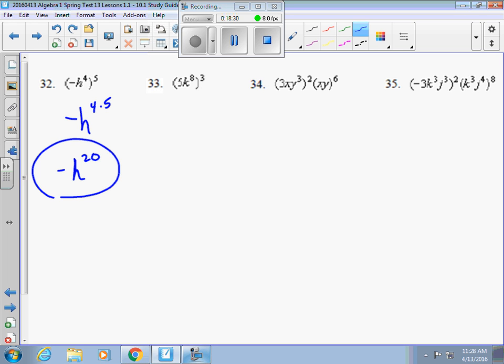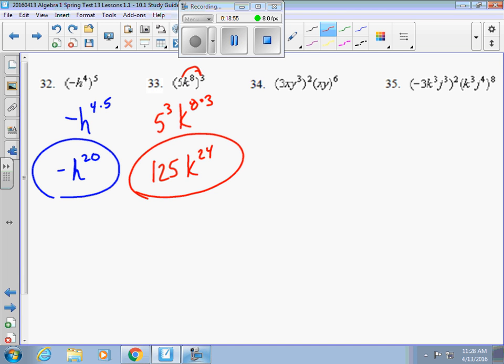5k to the 8 to the 3rd. Both things inside of the parentheses get raised to the 3rd. 5 gets raised to the 3rd, and k to the 8th gets raised to the 3rd. So you multiply 8 times 3. 5 to the 3rd again: 5 times 5, 25, times 5, 125. That's an easy thing to raise to the 3rd power. k to the 8 to the 3rd, multiply 8 times 3, k to the 24th. 125 times k to the 24th.